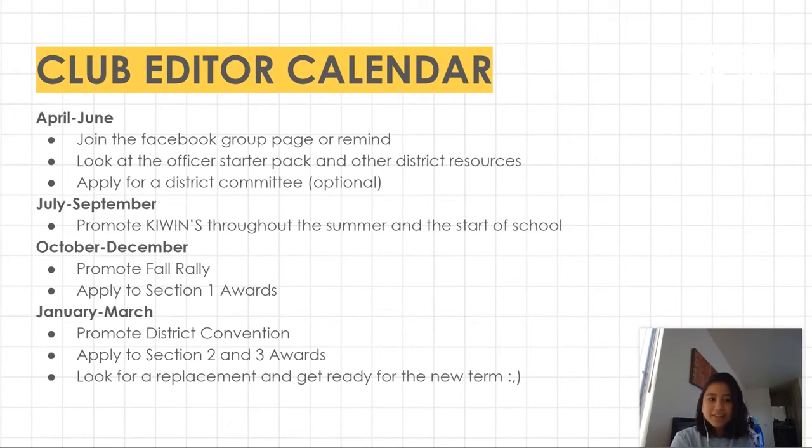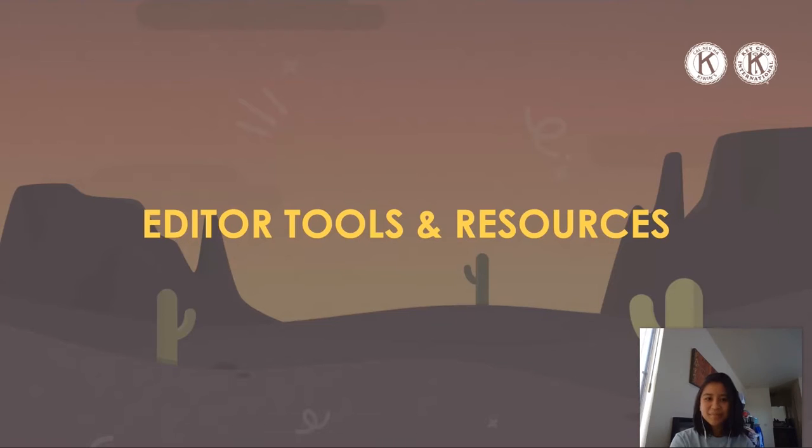Here's the club editor calendar. You can pause the video and take a look at it. The most important thing, I think, would be to join the Facebook officer group page or Remind. That's going to be sent out usually at the beginning of the term. The Facebook group page and Remind is basically a way the district board can get information to club officers. So that's definitely a must to do at the beginning of your term.